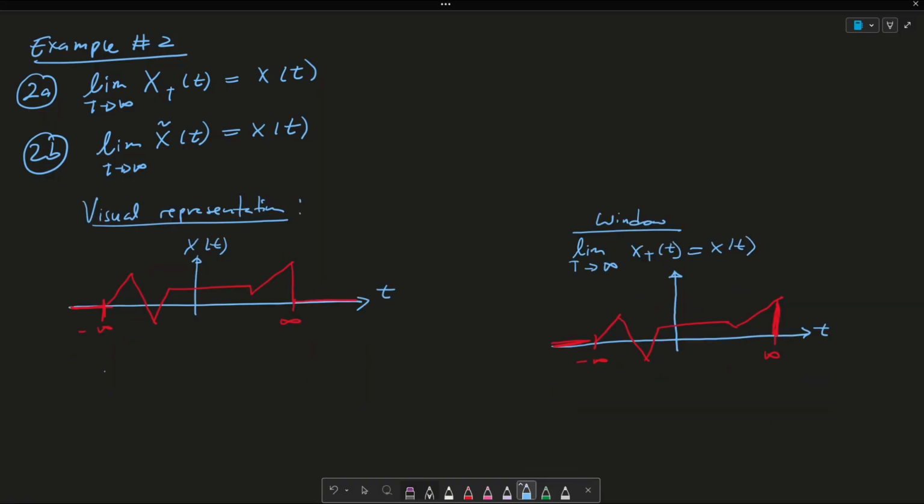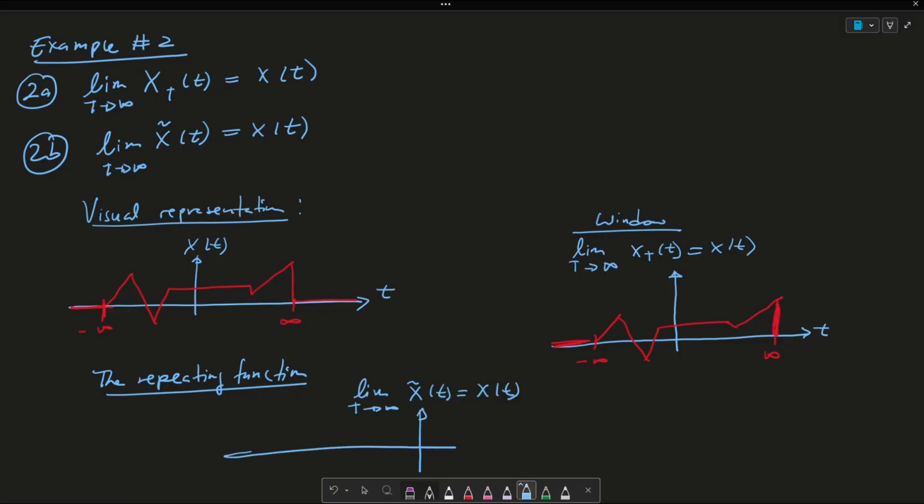And so now a visual representation of the repeating function essentially says that the limit as t goes to infinity of x tilde of t is equated to x of t. So that means that if I have my function here, where this is t, it's essentially going to be my starting function from infinity to minus infinity.